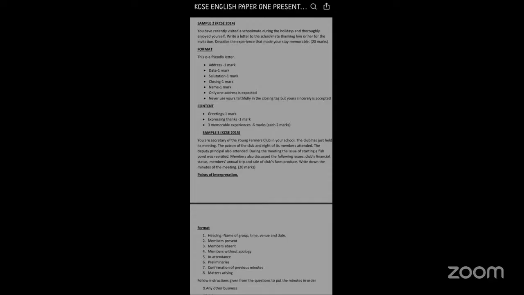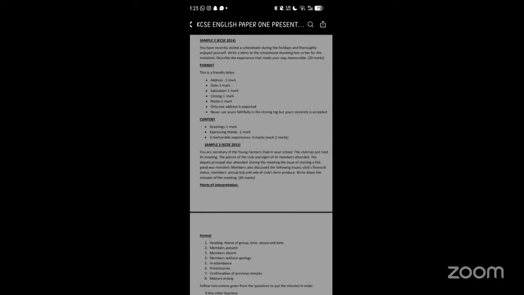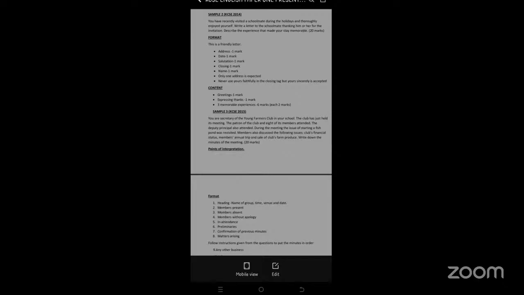Very good. And for content, give your greetings and then express thanks and then 3 memorable experiences. Remember, because that's what the point is asking: describe the experience that made your stay memorable. The only issue I see with this question is that it doesn't tell you how you are supposed to know to write 3. And if you write 1 or 2, how many marks will they give you? I'm not sure. I need to find out, because this could be unfair since you weren't told how many memorable experiences you are supposed to write. But I hope you get the point.